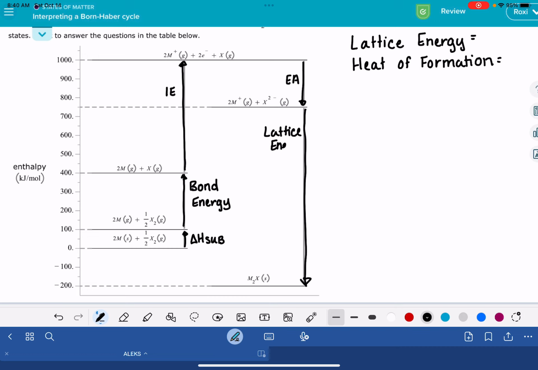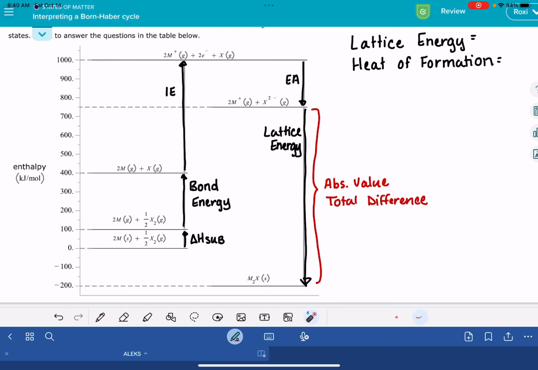Now, the first question, like I said, we're all going to have the same first question, and it's asking us to calculate the lattice energy for this substance. And that is going to be simply the absolute value of the difference between the beginning point and the end point of that lattice energy step. So it needs to be an absolute value, meaning that you need this to be a positive number, the total difference between these two points. So don't do a final minus initial thing.